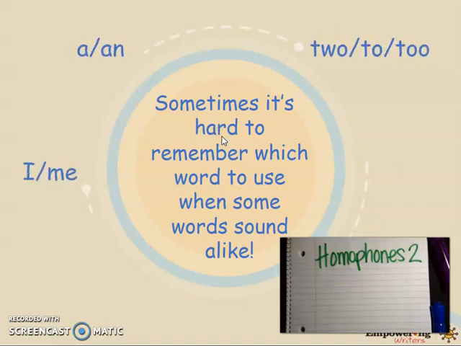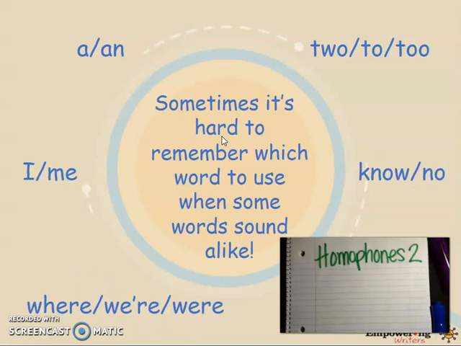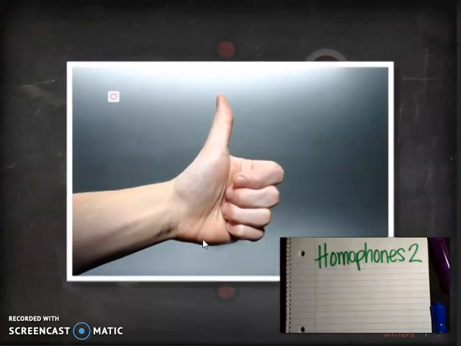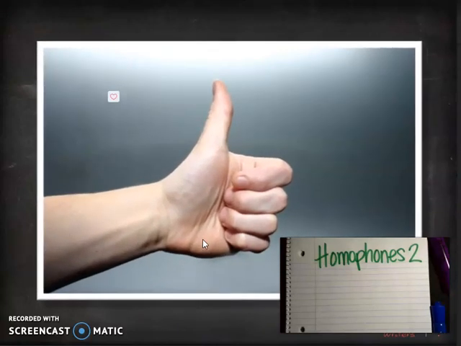So words like a and an, to, too, and two, I and me are similar. No and know, than and then, where, we're, and were. We are going to specifically talk about a and an, to, too, and two, than and then, and where, we're, and were. If we know the rules and we practice them, then we can use these words correctly every time, and that's the goal. Ready? Let's get started.